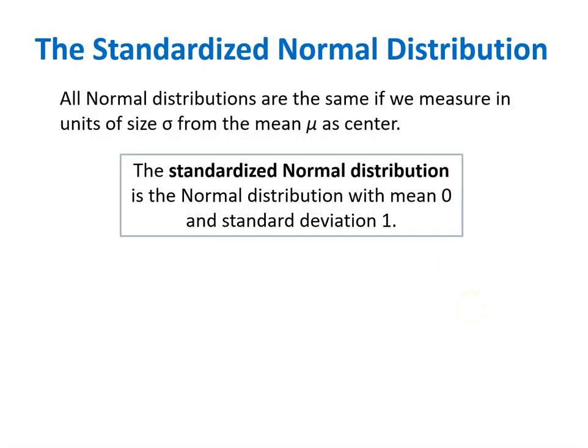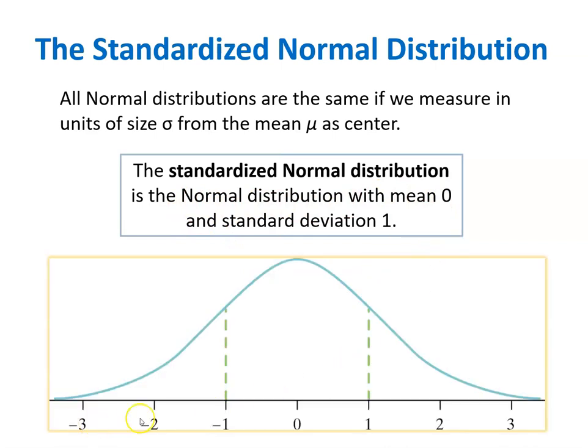All normal distributions are the same if we measure in size of sigma from the mean mu as the center. Now, the standard normal distribution is just a normal distribution that has a mean of 0 and a standard deviation of 1. So every standard normal distribution has the same look as this normal curve, except the numbers down here are always 0 in the middle, and then 1, 2, 3, and negative 1, 2, 3. As opposed to, if you look at previous examples, we used numbers that were more pertinent to that example.